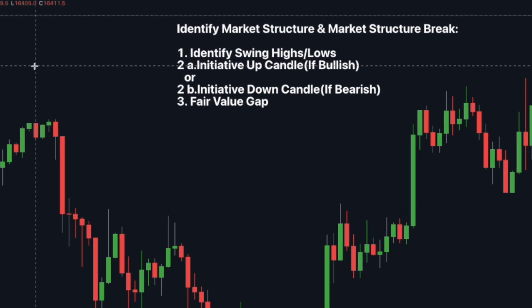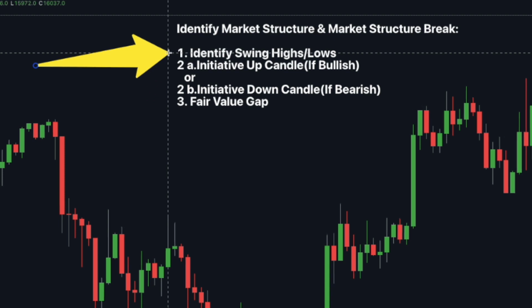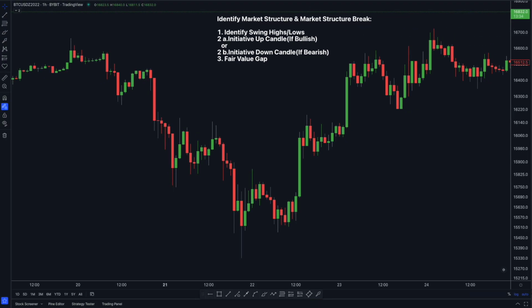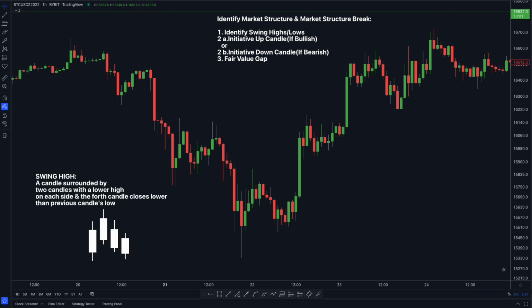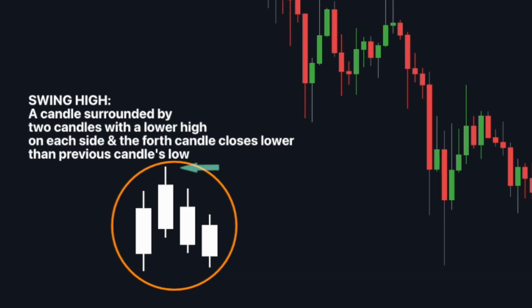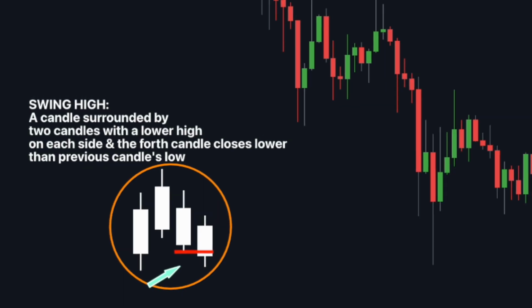So step number one is to identify swing highs and swing lows. I have a specific criteria in order to identify swing highs and swing lows in a mechanical way. A swing high is a candle surrounded by two candles with a lower high on each side, and the fourth candle closes lower than the previous candle's low. So here we can see that this candle's high is higher than the two candles surrounding it, and the fourth candle closes below the third candle's low. And by doing that, now we have a confirmed swing high formation.